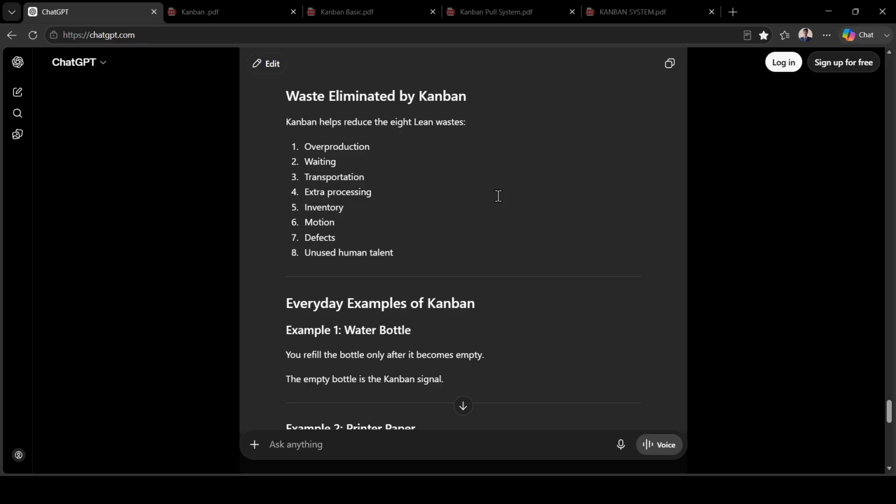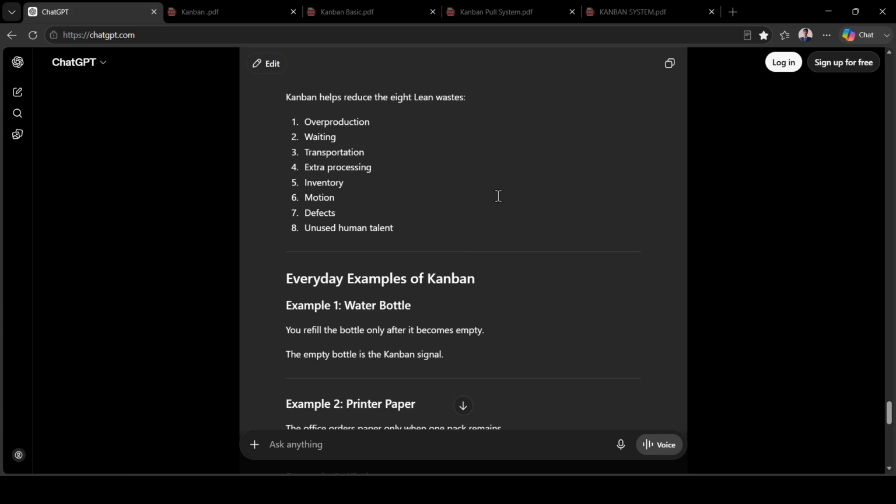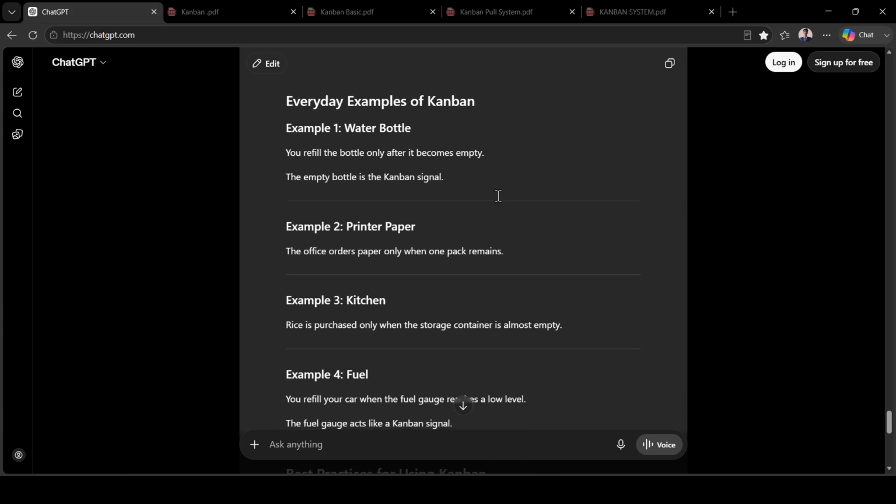Waste eliminated by Kanban. Kanban helps reduce the lean wastes: overproduction, waiting, transportation, extra processing, inventory, motion, defects, unused human talent. An everyday example of Kanban: a water bottle. You fill the water bottle only after it becomes empty.